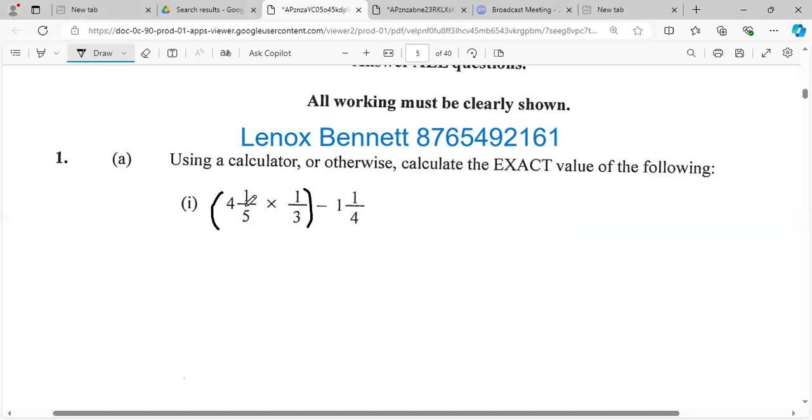So 4 times 5 is 20 plus 1. So we're going to convert from mixed to improper fraction. So it's 21 over 5 multiplied by 1/3. Now the rule says when we are multiplying, we should multiply numerator by numerator and denominator by denominator. So 21 times 1 would give us 21. 5 times 3 would give us 15. Now this can be simplified, so I'm going to simplify it, right? Because 3 can go into both 21 and 15, so we're going to divide both of them by 3.